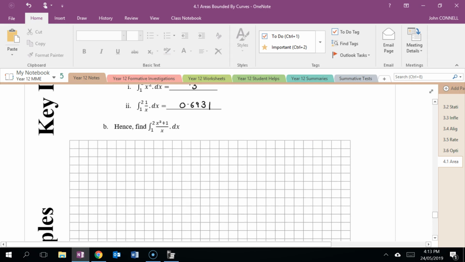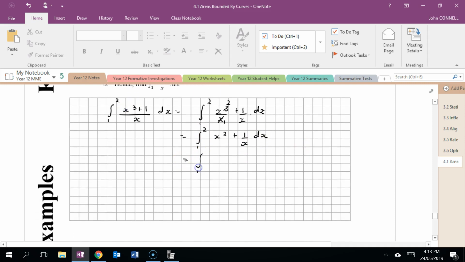Okay, so now we've got to find the integral from 1 to 2 of x cubed plus 1 on x. So the integral from 1 to 2 of x cubed plus 1 on x is equal to the integral from 1 to 2 of x cubed on x plus 1 on x. Now that's just x squared, so that's the integral from 1 to 2 of x squared plus 1 on x. And using our last rule that we looked at, we can say that's the integral from 1 to 2 of x squared plus the integral from 1 to 2 of 1 on x.